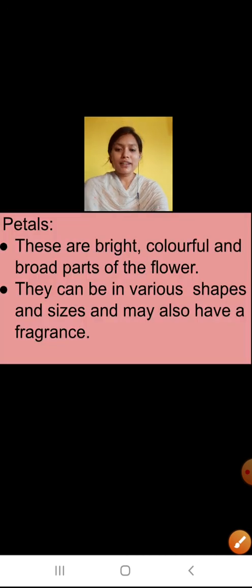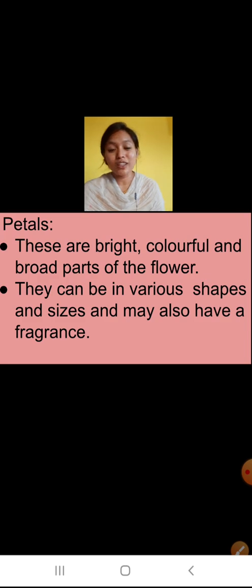Now after this, petals. Petals, you all know, are the bright and colorful broad parts of the flower. They can be of various sizes and shapes, and may also have fragrance. You all know flowers possess fragrance, and they are loved by everyone. Even animals love them. Butterflies and honeybees all sit on the petals. They are beautiful and colorful.